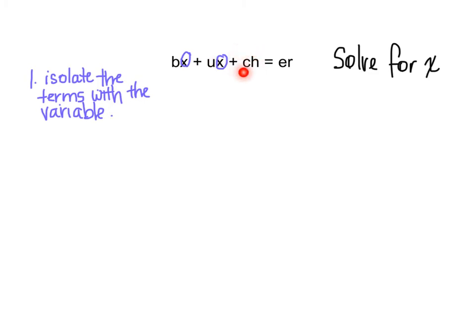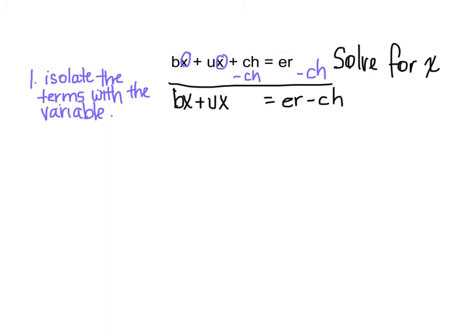So what I need to do is isolate these 2 by getting rid of this one. And I think we're all on the same page here. We're going to subtract CH to the other side. So what we're left with is BX plus UX equals ER minus CH. You can't subtract ER and CH because they're not like terms. Like terms must have the same exact variables. Now, I have a problem here. I can't divide by B because if I divide by B, I will get rid of it here, but it will be under here. Can't divide by U, same difference.